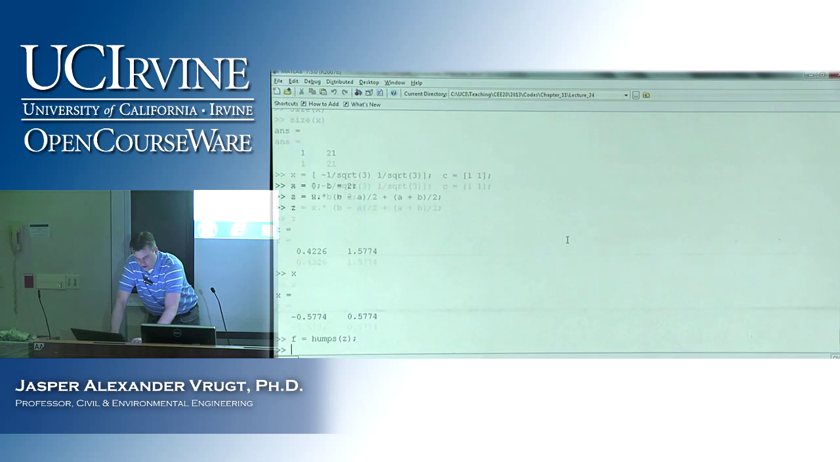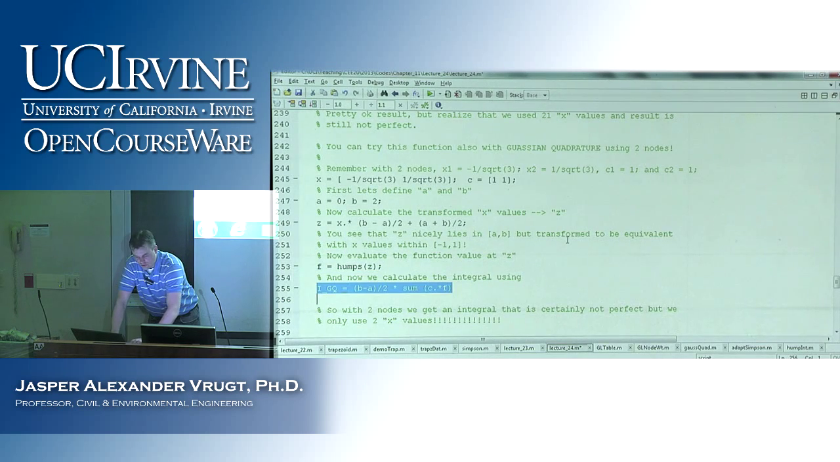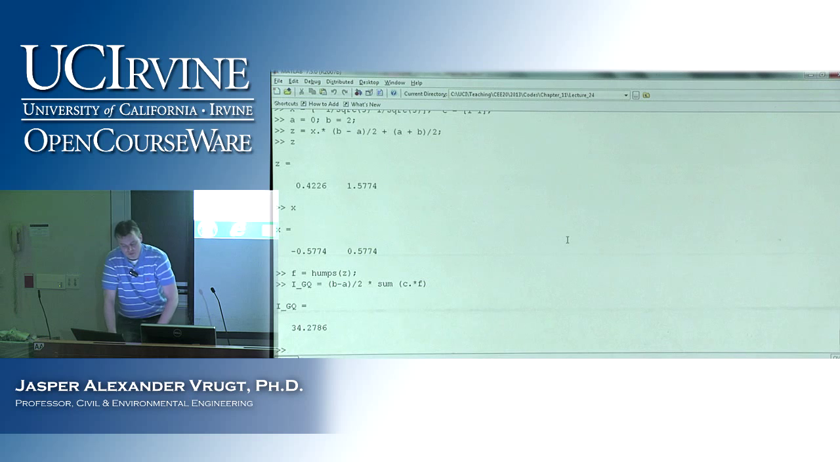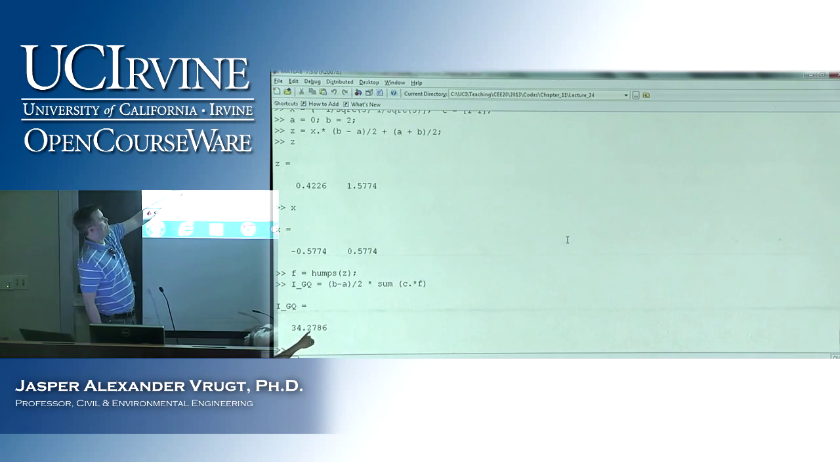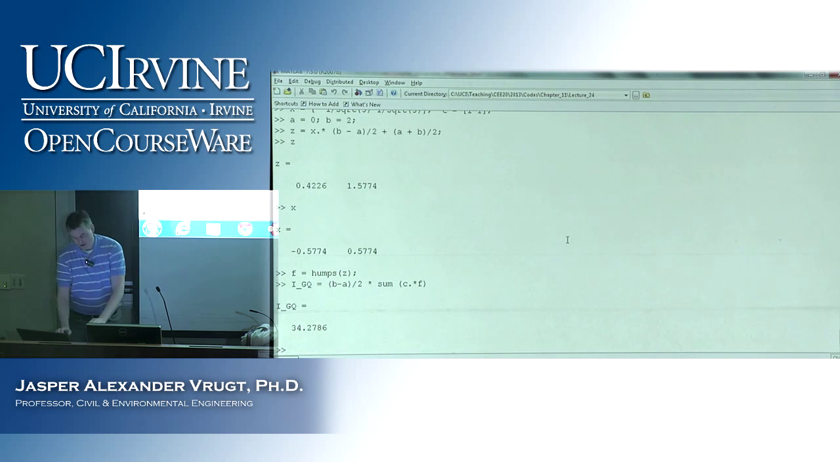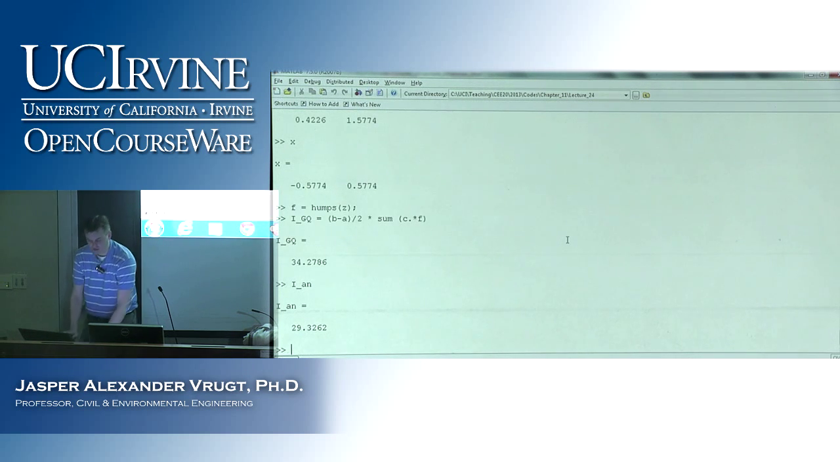We calculate the function value at those z values that are between 0 and 2. And now with Gaussian quadrature with two nodes, we get 34.2786, whereas we know that the analytical result is 29.